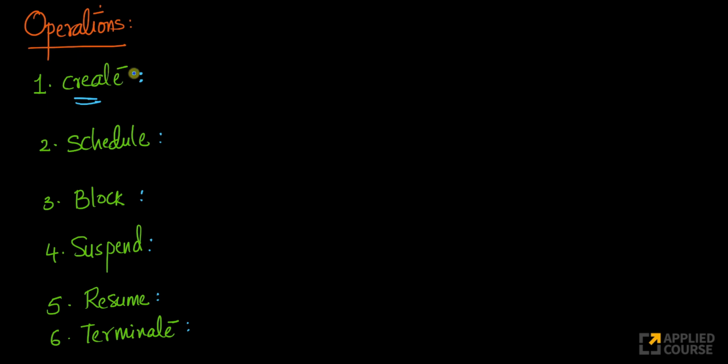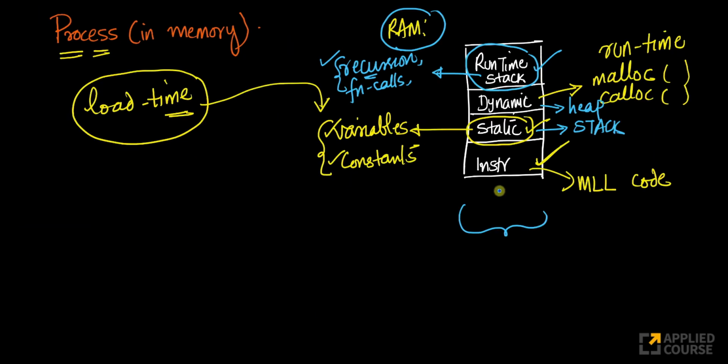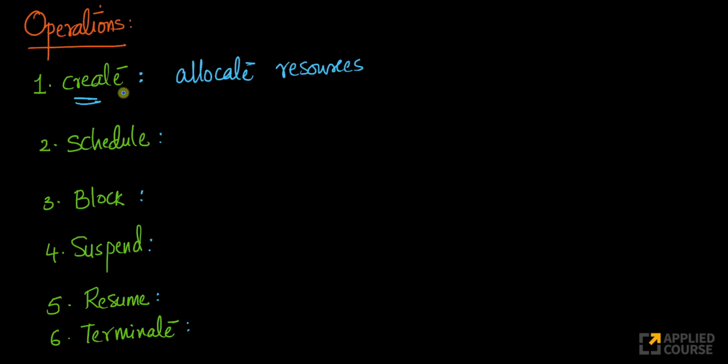Well, what do you mean by creating a process? When we create a process, we allocate the resources that are required. For example, we take the executable code, we place it in the memory, we place all the instructions, we allocate some space for static data, we also allocate some space for dynamic data, and we also initialize the runtime stack. Which means we are allocating space in the RAM for this program to be executed. So while creating, we are allocating resources. Resources could be anything: RAM, CPU, IO resources, whatever we have. So allocating resources is what we do when we create a process.